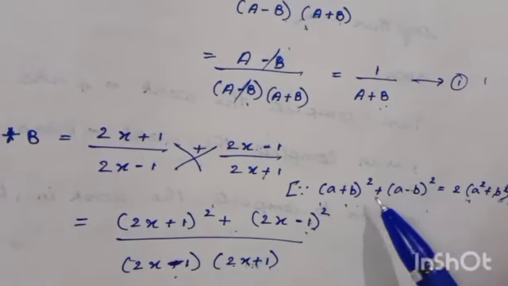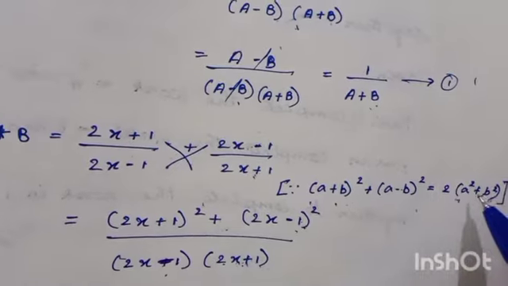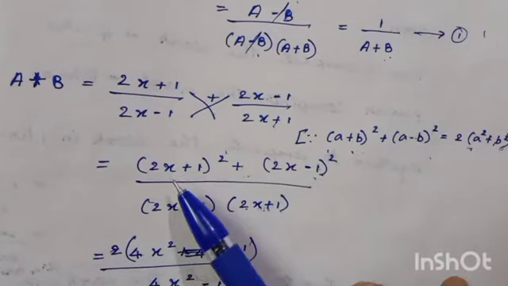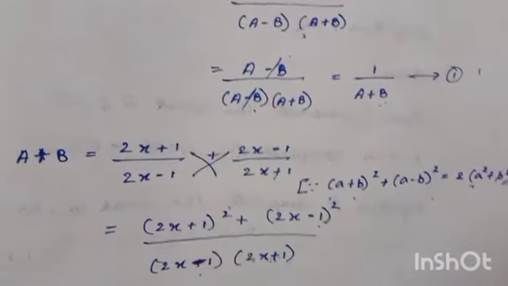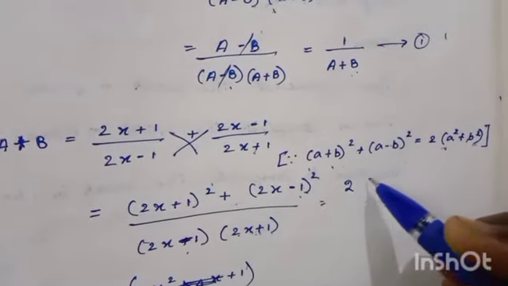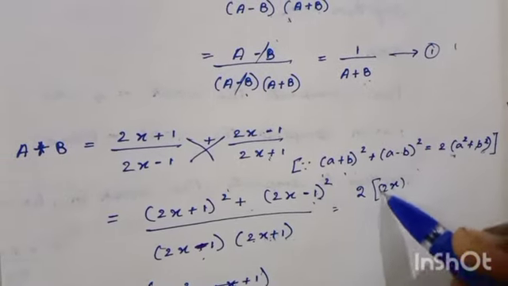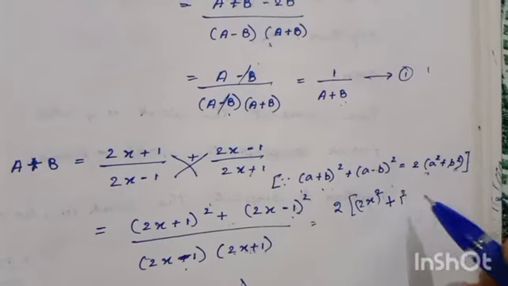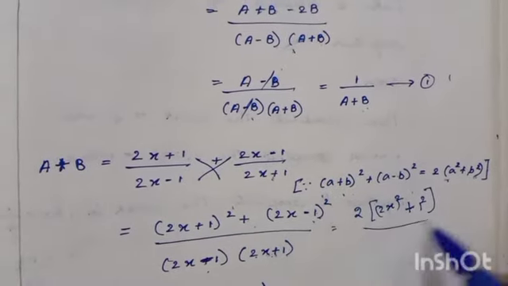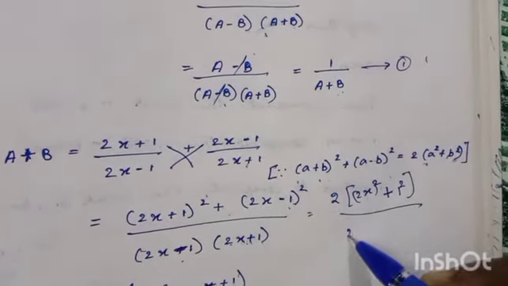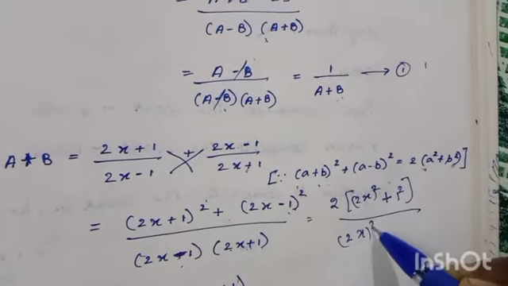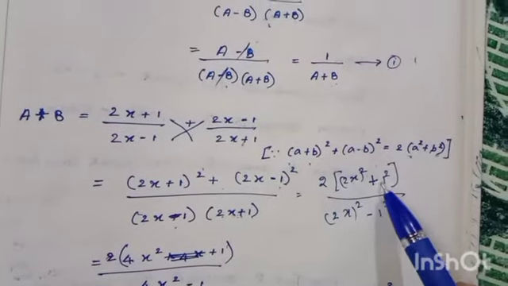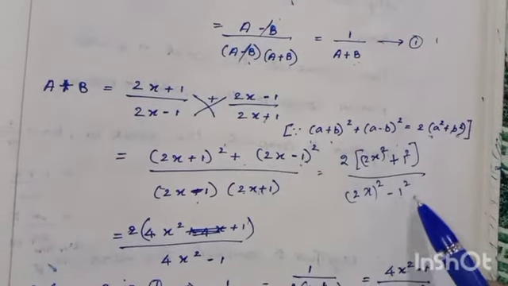Remember, a plus b whole square plus a minus b whole square is 2 into a square plus b square. So 2 into a square means 2x whole square, plus 1 square. Here a plus b into a minus b is 2x whole square minus 1 square. So now it is 2 into 4x square plus 1 by 4x square minus 1.